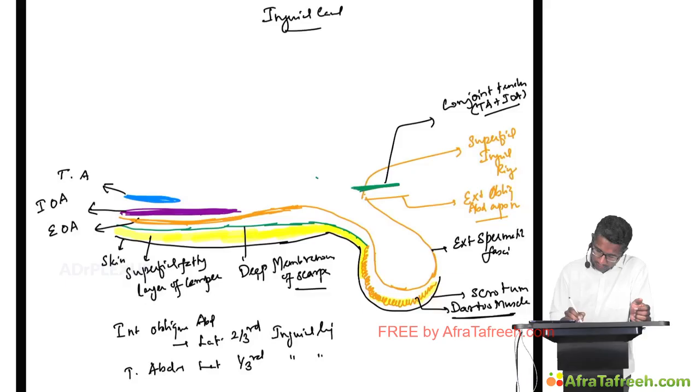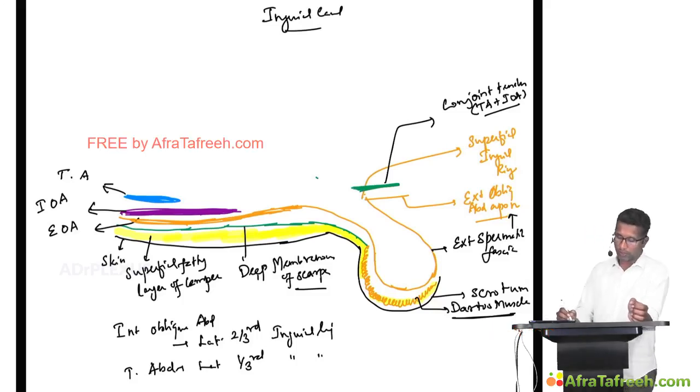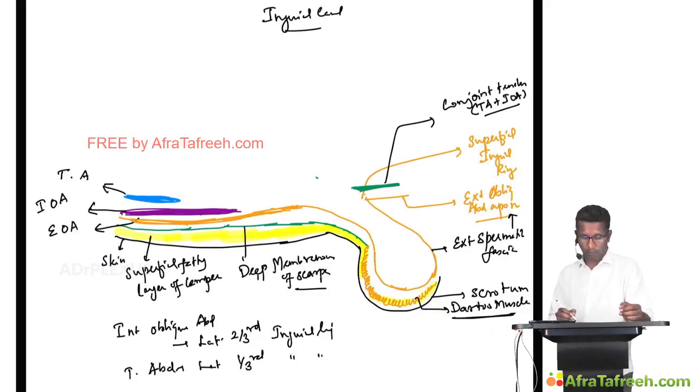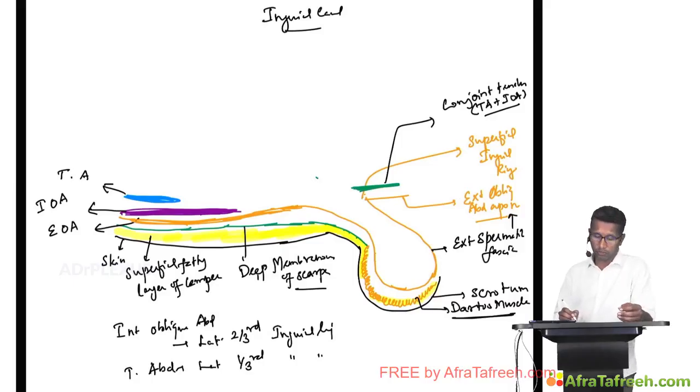And how is this external spermatic fascia formed? The external spermatic fascia is formed by the external oblique aponeurosis. Now the next muscle what you see here is the fusion of the transverse abdominis and the internal oblique abdominis.